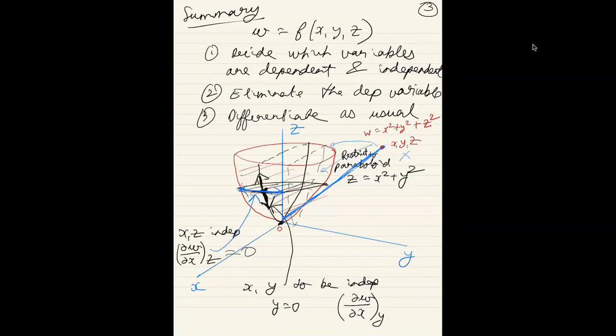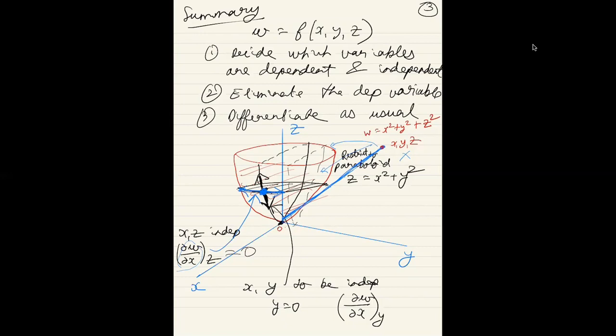So let's say we are restricted to this surface, and now we are interested in calculating partial W by partial X. So partial W by partial X at a point XYZ. So this over here that I'm highlighting in blue is the point XYZ. And we want to calculate the partial W by partial X here. What does it mean? Let's say this point is equal to 1, 0, 1 at some point. So this partial W by partial X can now be calculated in 2 ways.